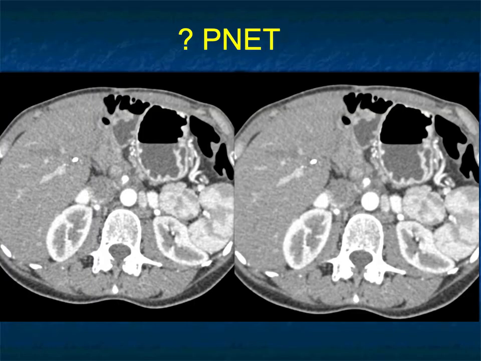That's it for this case. What a great case. Okay, another patient. The question here was, what is this mass by the tail of the pancreas? Is this a neuroendocrine tumor?